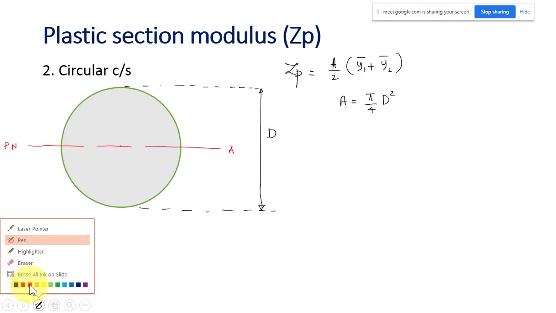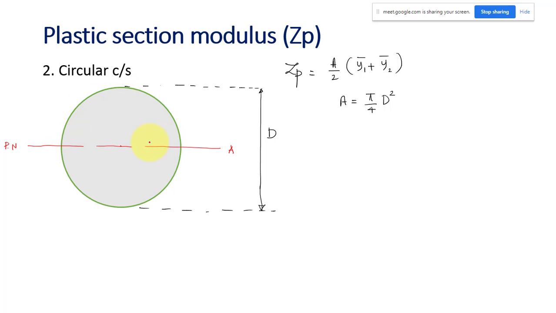So where will be your y1 bar? It is the area under compression, this semicircle. So somewhere here I will have the CG of the semicircle. The CG of the semicircle will be the y1 bar. Similarly this is the CG of the semicircle in the tension area. So this is your y2 bar. So can you tell me what is the value of y1 bar? Y1 bar is equal to how much? The standard 4r by 3 pi.